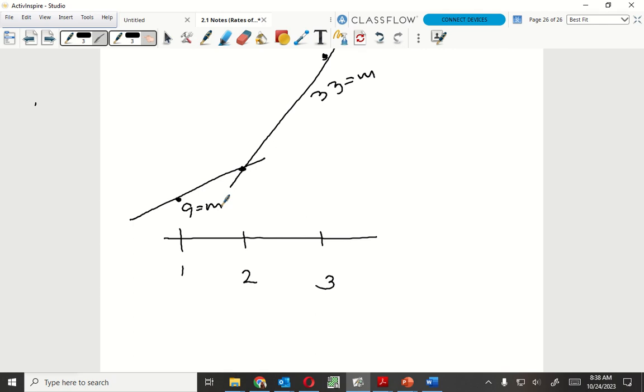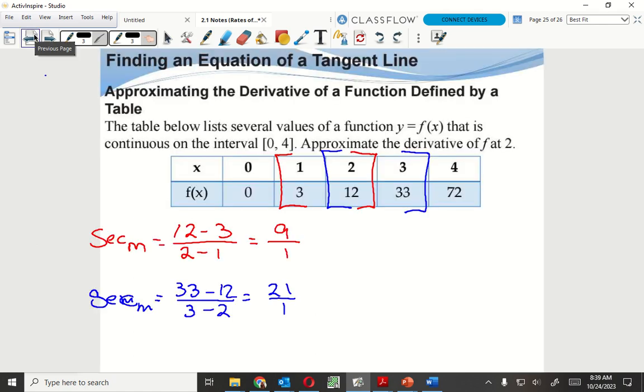Because I'm trying to figure out the slope at that singular point just using the graph. So I have 2 different slopes in between there. So I know that somewhere in between is supposed to be the slope at 2. So what I'm going to do here is take the average of those 2. So 21 plus 9 divided by 2, which is going to give me 15. So we're going to approximate the slope, and we're going to say it's 15.